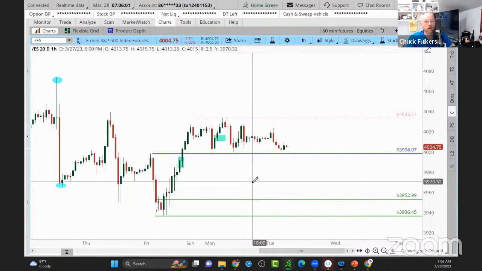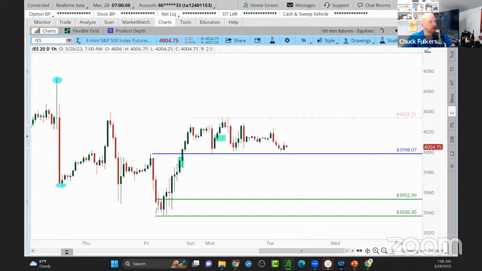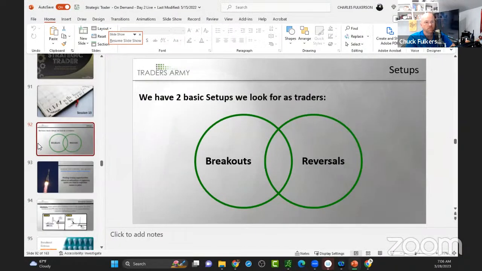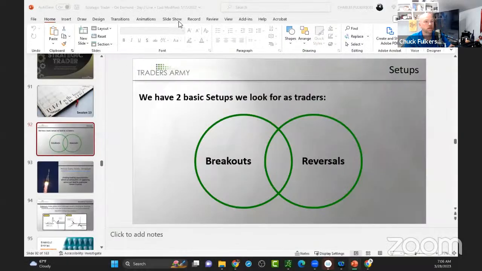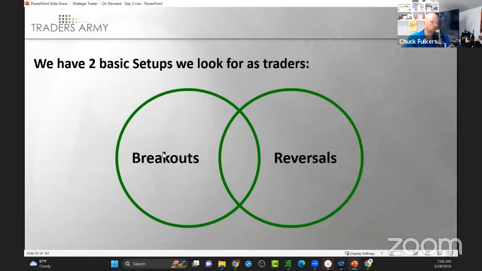So what are my rules on a breakout setup? Well, funny enough, I actually pulled a lot of that stuff out for the day so that we could review. And when I look at a breakout setup, when I look at trades that we identify, I look at the two basic setups that we have as traders, right? Breakouts and reversals.